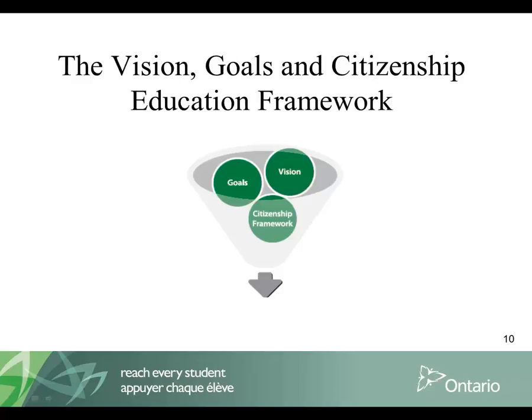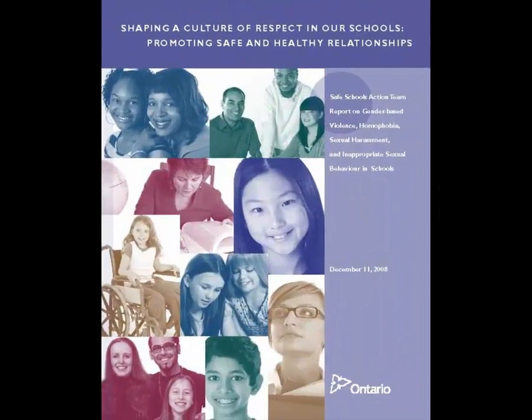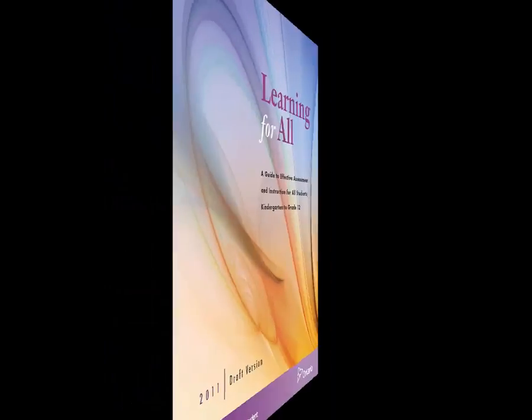In summary, these are the 3 key foundational pieces of the revised Social Studies, History and Geography and Canadian World Studies curriculum. They are based on extensive research and consultation with experts in Canada and other jurisdictions and in other Ontario government ministries. These also align with government policies and directives such as realizing the promise of diversity, Ontario's equity and inclusive education strategy, shaping a culture of respect in our schools, promoting safe and healthy relationships, and learning for all.